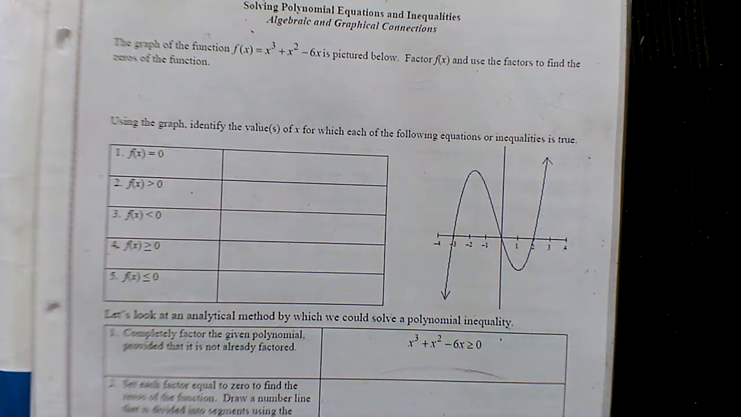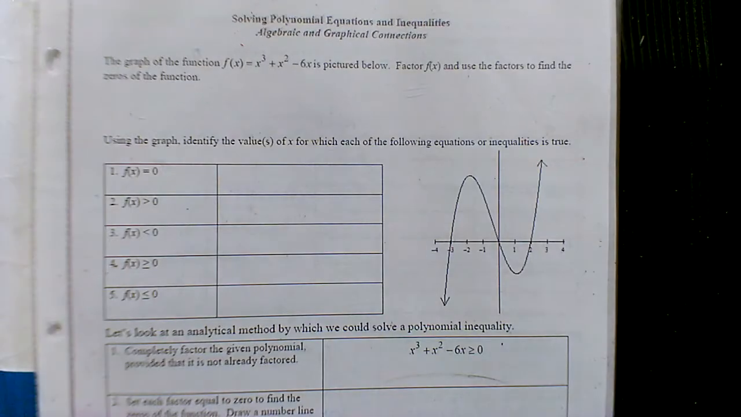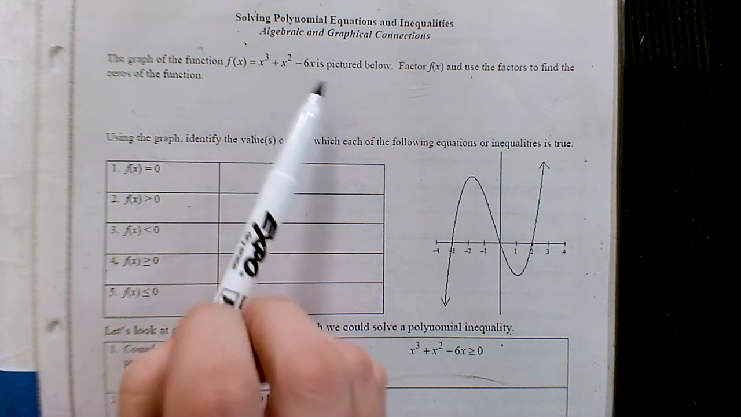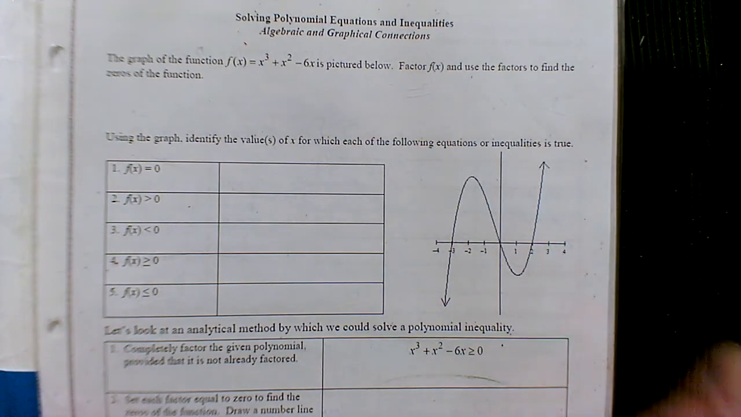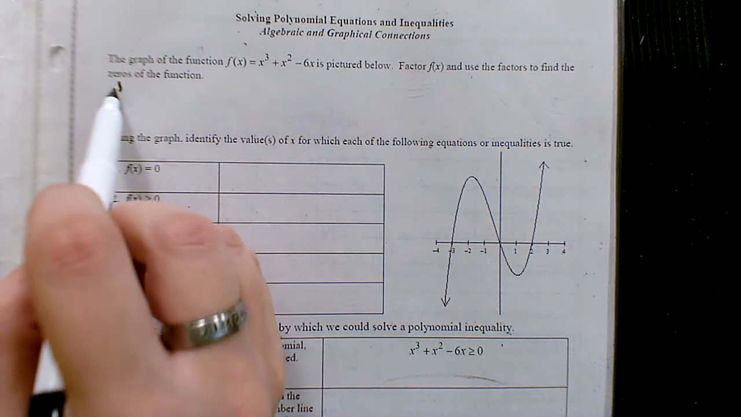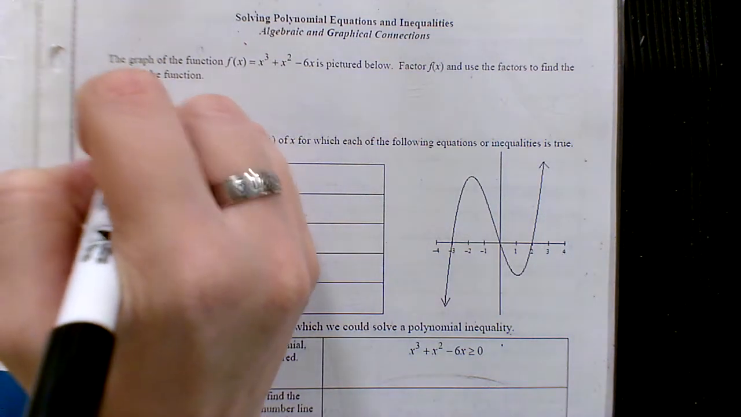So we're going to transition to the next section, but it's still going to involve factoring and it's still going to involve graphs. We're just going to relate factoring and graphs to the idea that we talked about in the first unit where we were looking at above x-axis, below x-axis, all that good stuff. So we're making all these connections together. So the graph of this polynomial is pictured below. That's right here. They want us to factor f of x and use the factors to find the zeros. Zeros is just another word meaning x-intercept.